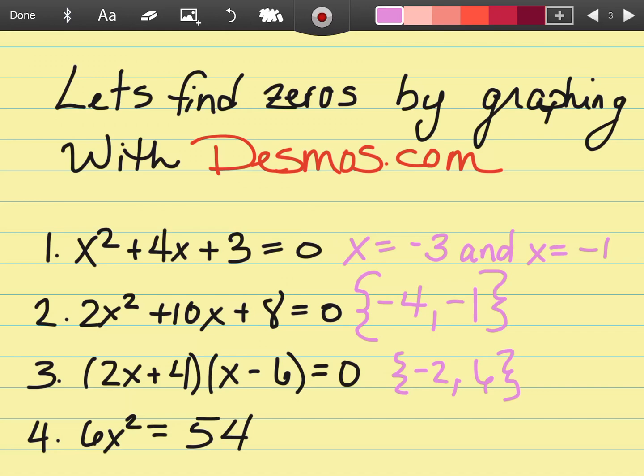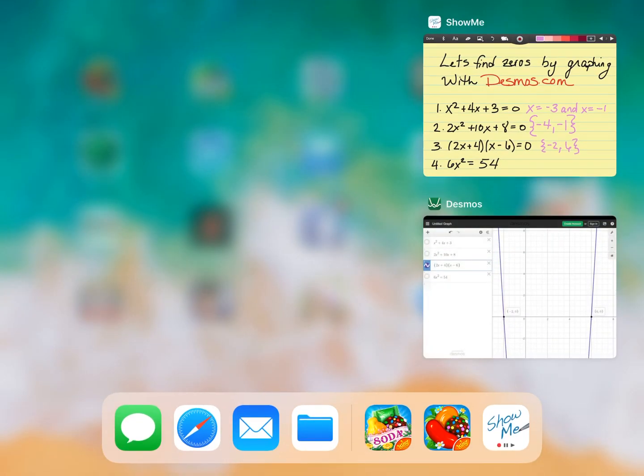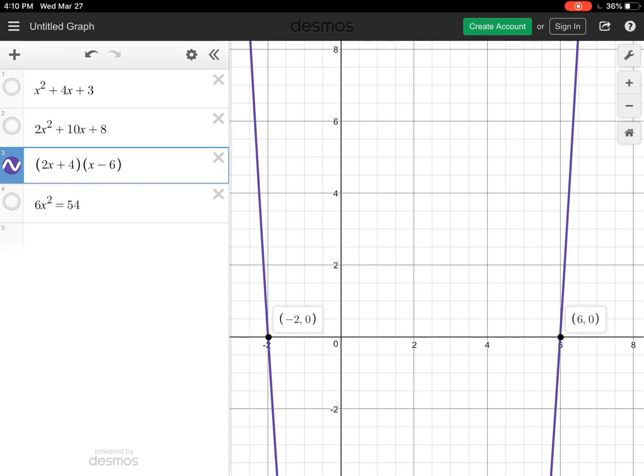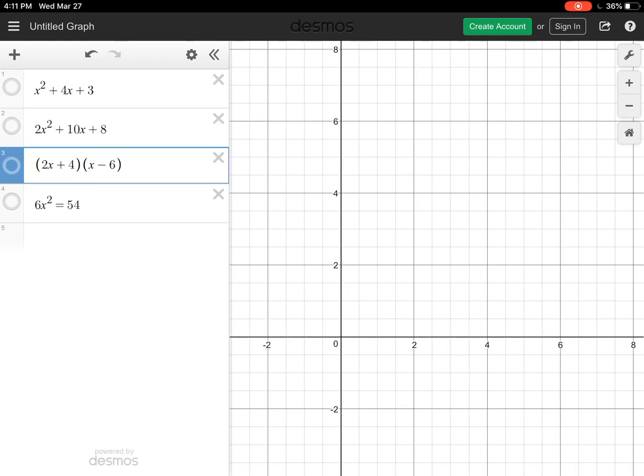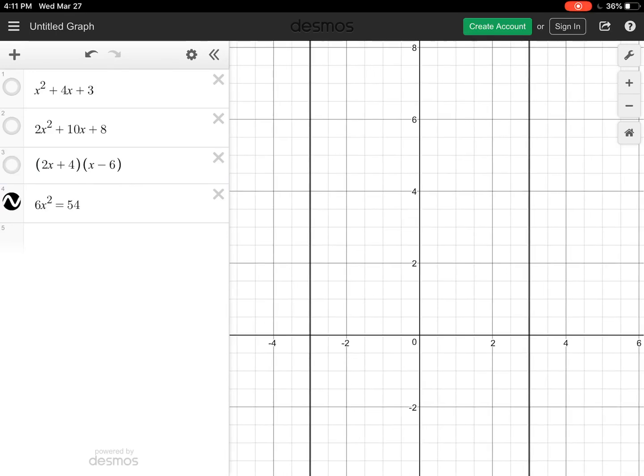6x squared equals 54. This has an equal sign and none of the others did. So this looks way different than we're used to seeing. Okay. So now we've got a black line.